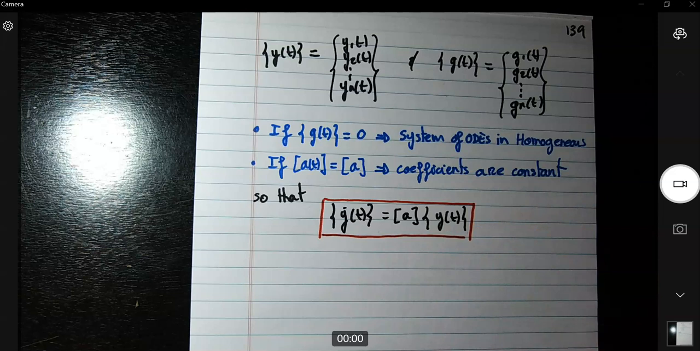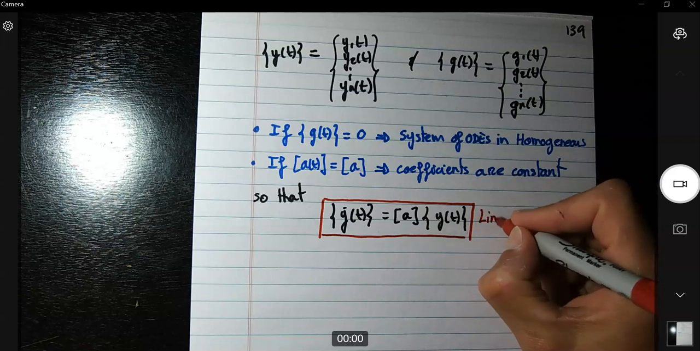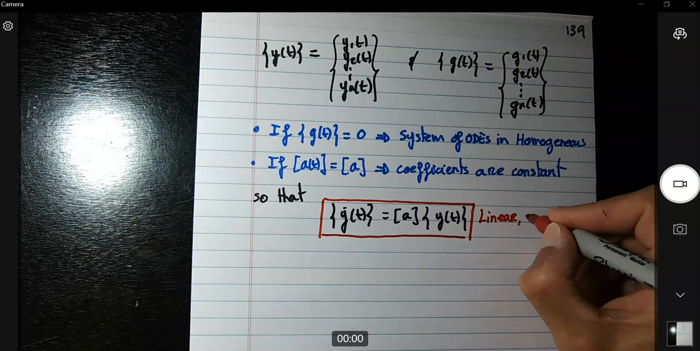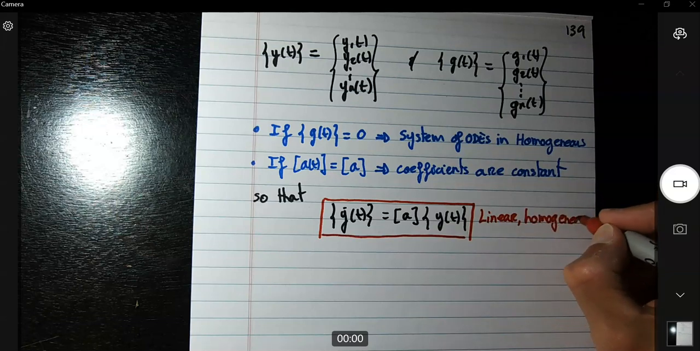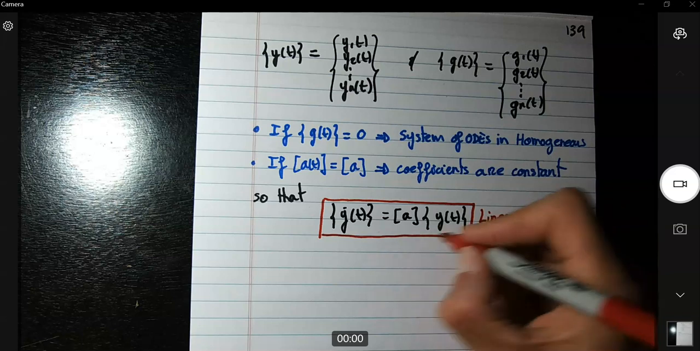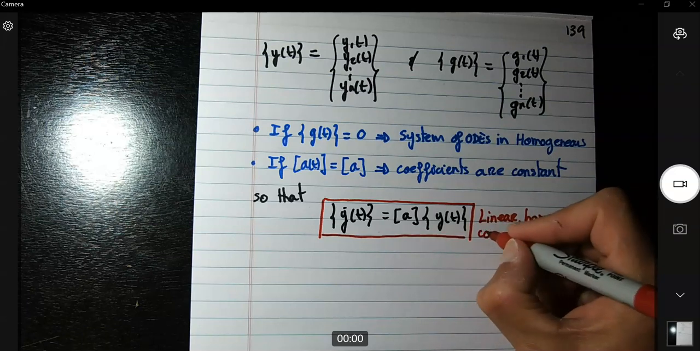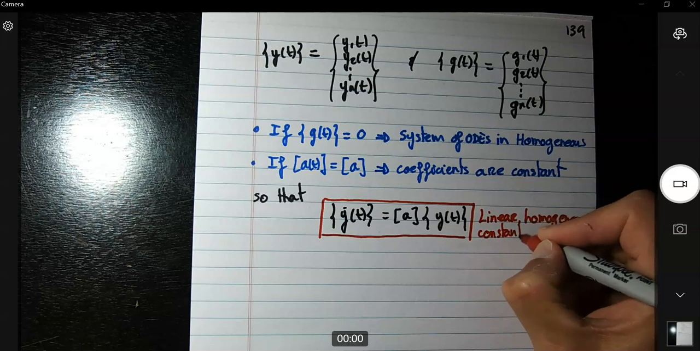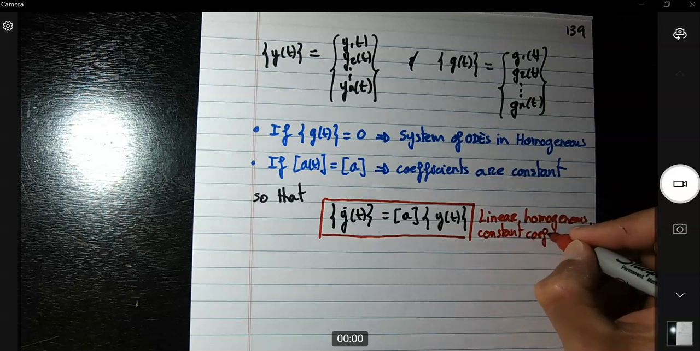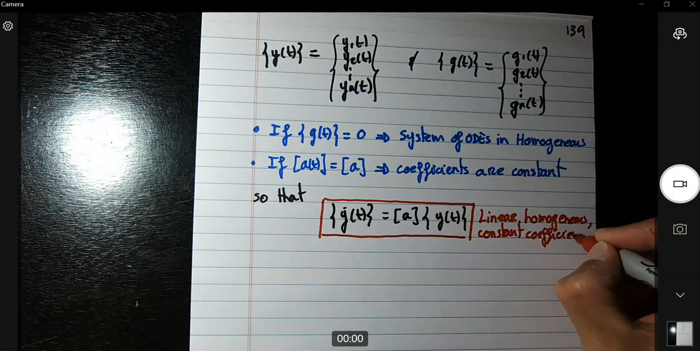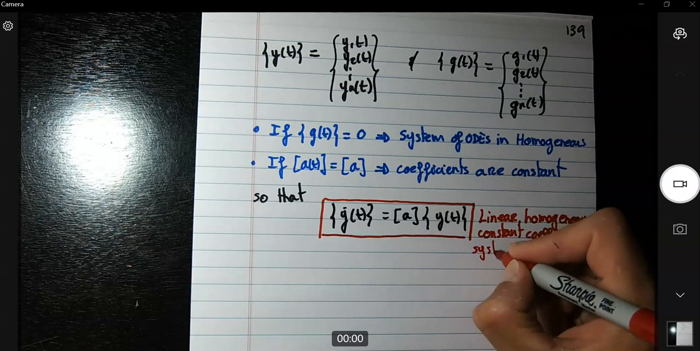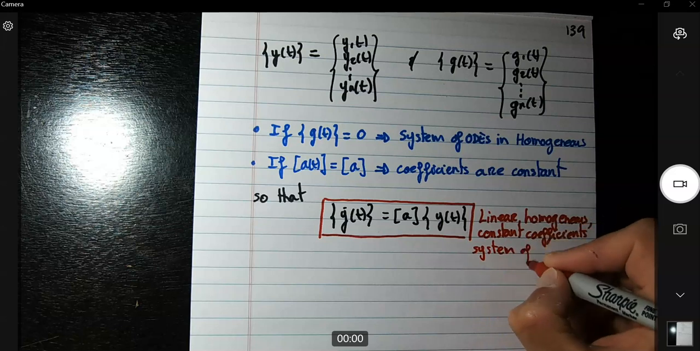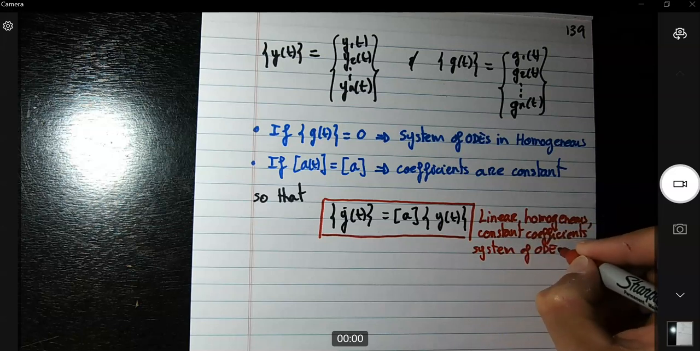Okay, so this is a linear homogeneous constant coefficients system of ordinary differential equations, or ODEs.